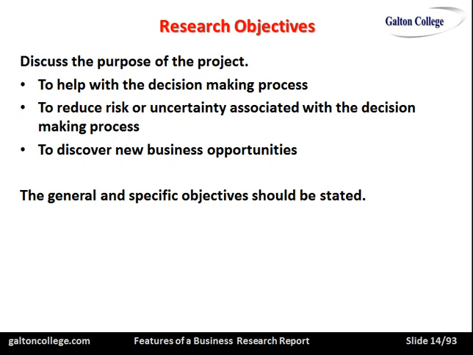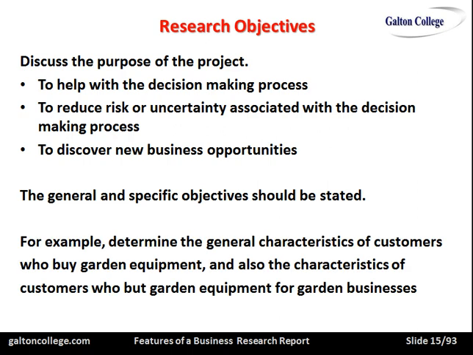And the objectives may be grouped under general and specific headings. Now, the general objectives of the business cover the whole business. And the general objectives could be something like grow the business by 5% next year. That means grow the whole business by 5%. That's the general objective.